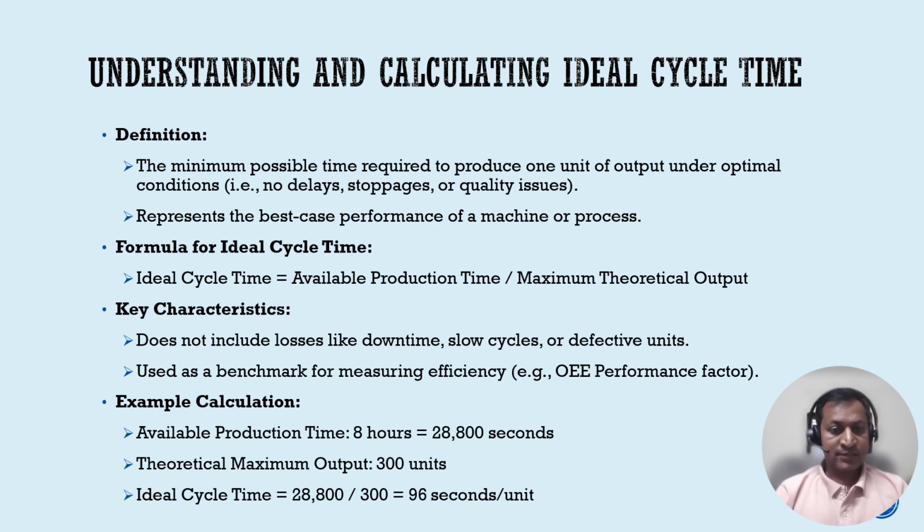Key characteristics. It does not include losses like downtime, slow cycles, or defective units. It is used as a benchmark for measuring efficiency, that is, the OE performance factor. Example calculations. Available production time is equal to 8 hours, which is equal to 28,800 seconds. Theoretical maximum output is 300 units. Ideal cycle time is equal to 28,800 divided by 300, which is equal to 96 seconds.